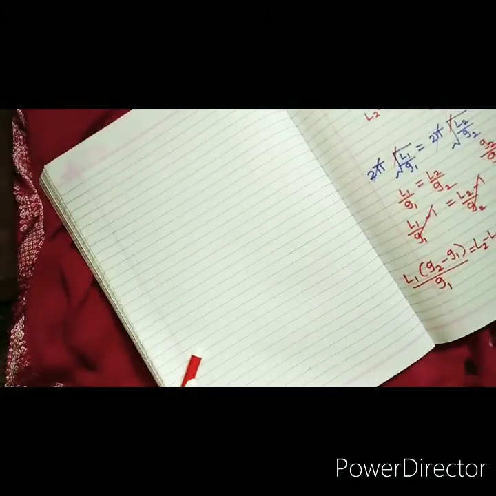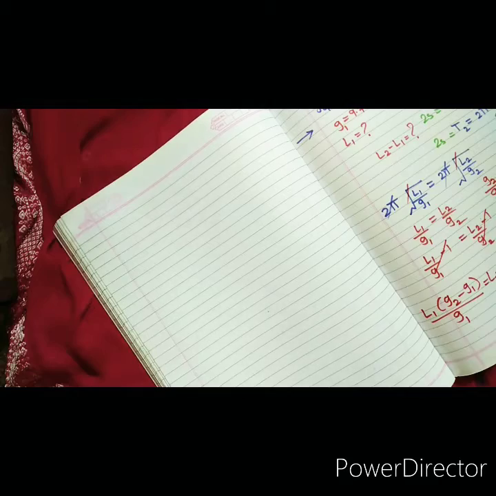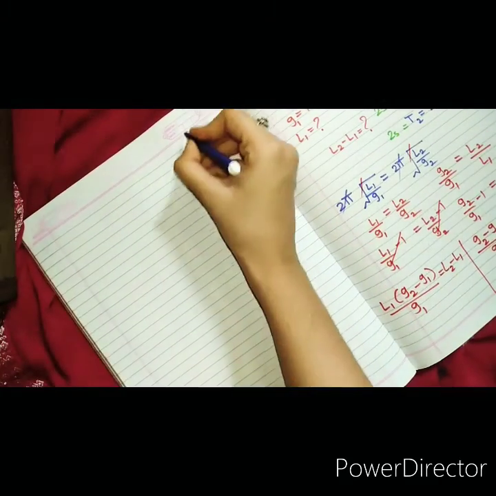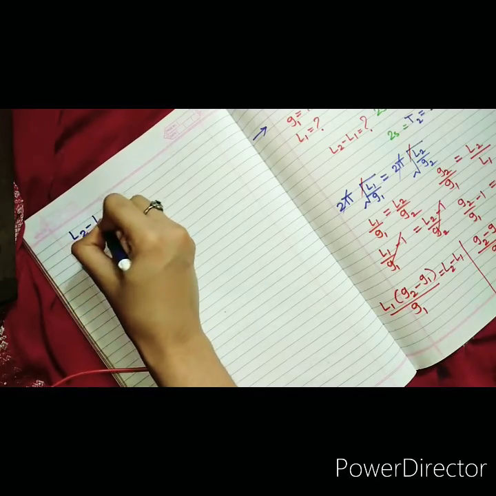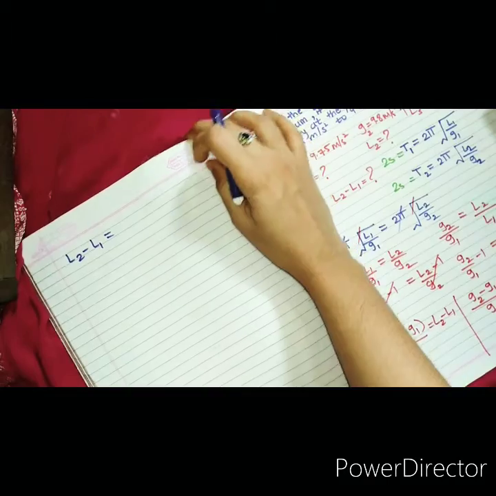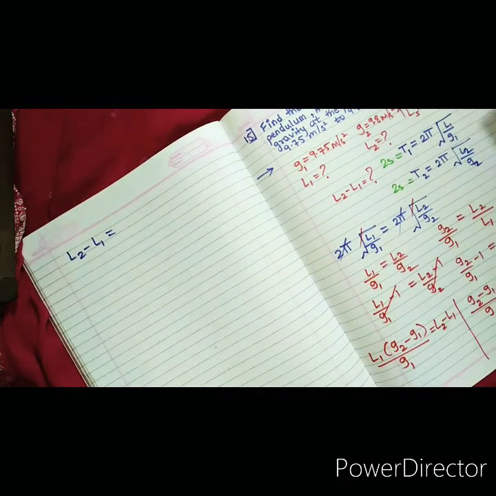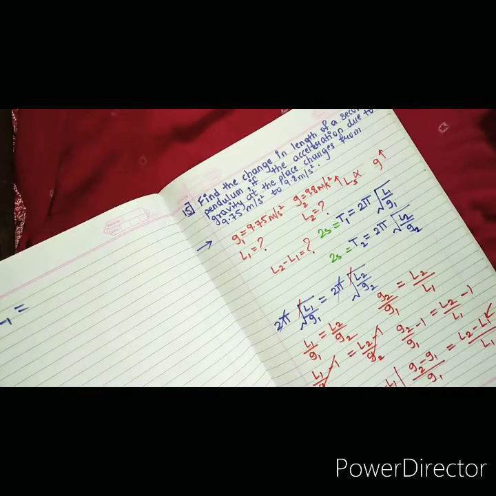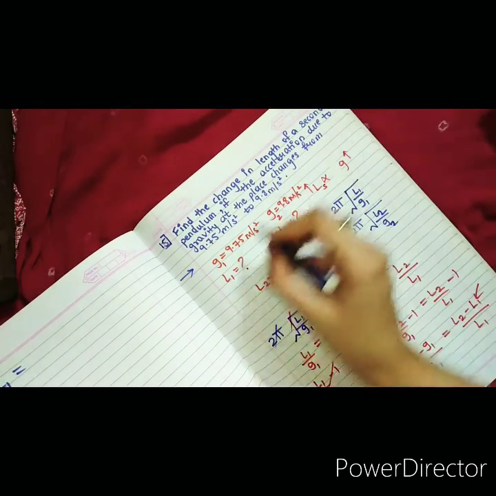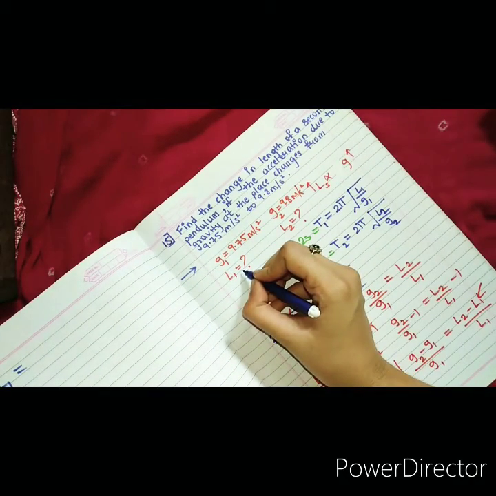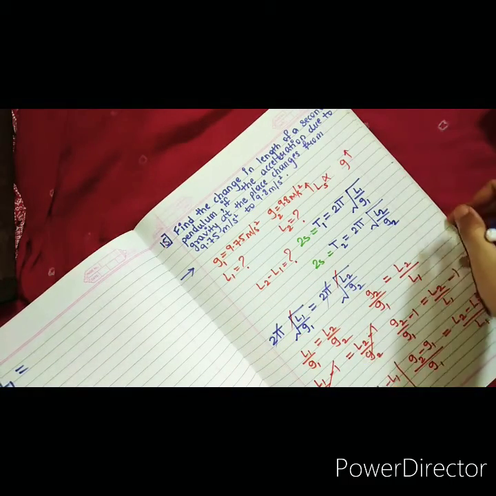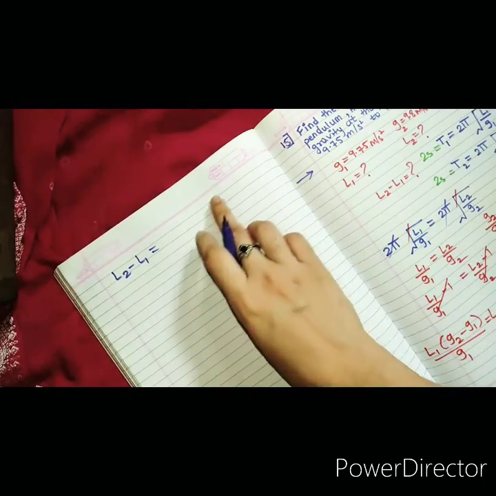So what I think, I'll just write these things over here. It is L2 minus L1. What I need is L2 minus L1. What is L1? See, now you should keep this in your mind. If it is a seconds pendulum, length will always be 1 meter. Length will always be 1 meter.